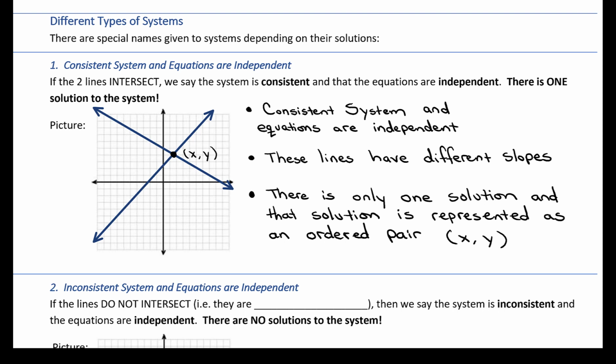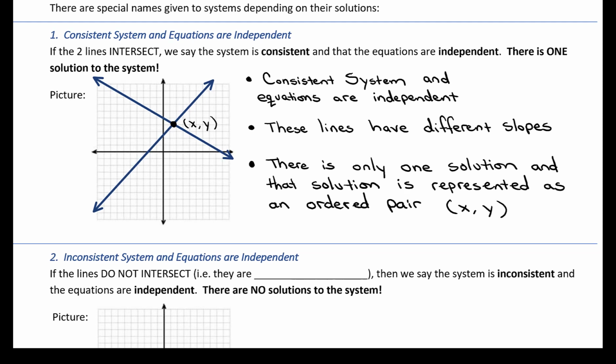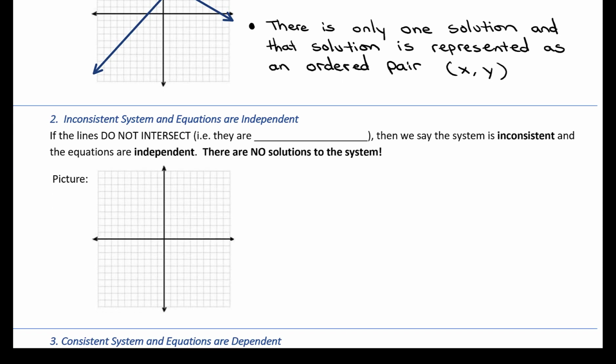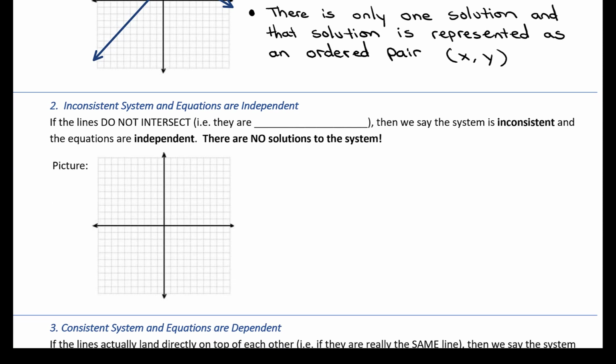Number 2, inconsistent system and equations are independent. If the two lines do not intersect, that is, they are parallel, and let me go ahead and write down that word, parallel, then we say the system is inconsistent and the equations are independent. There are no solutions to the system.